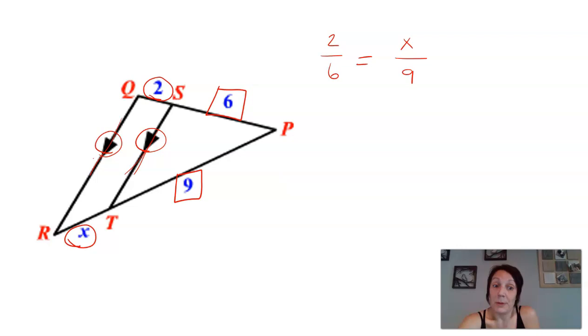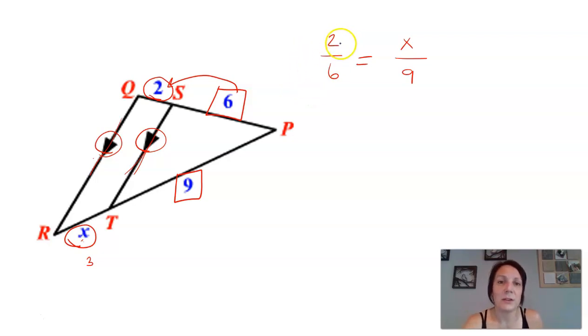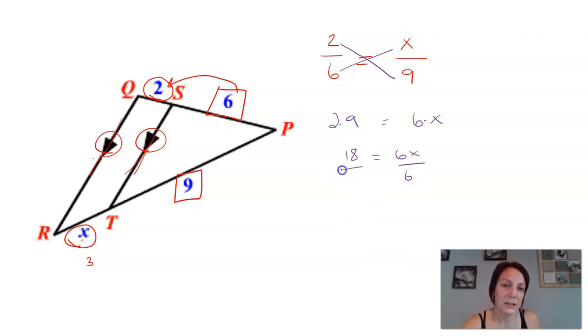Now, some people might say, oh, look, 6 to 2, that's just divided by 3, right? So I could come down here and say 9 divided by 3. I think this is going to be a 3. But if you don't notice that, I probably wouldn't have, you just set up your little proportion and we'll do our cross multiply. So let me grab another color here. All right, let's do our cross multiply. 2 times 9, and on the other side, 6 times x. And we have a nice little one-step equation here. This is 18 equals 6x. So we divide both sides by 6, and we get x equals 3.